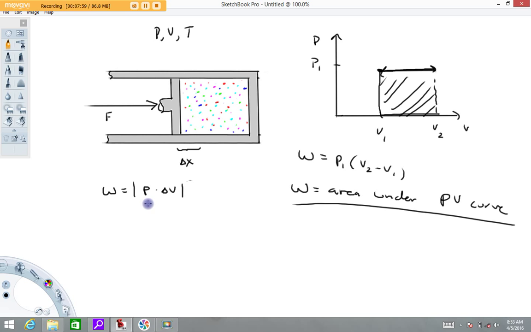And I like to think of the plus and minus signs conceptually. The work is positive when the volume is dropping, or in other words, when the gas is being compressed. And if you think about this in terms of what's happening to these variables, when you do positive work on the system, you're compressing the gas, the temperature and pressures go up. So when you're doing positive work, you're transferring energy to the system.